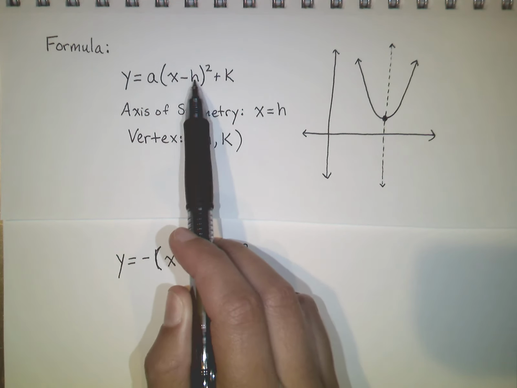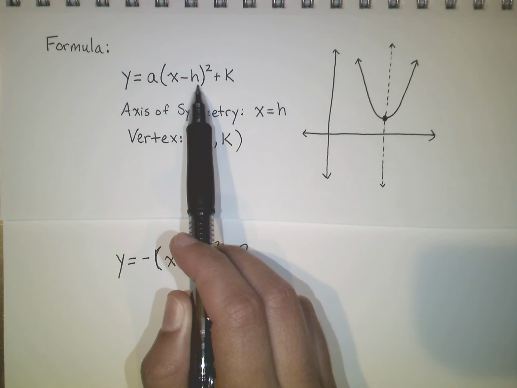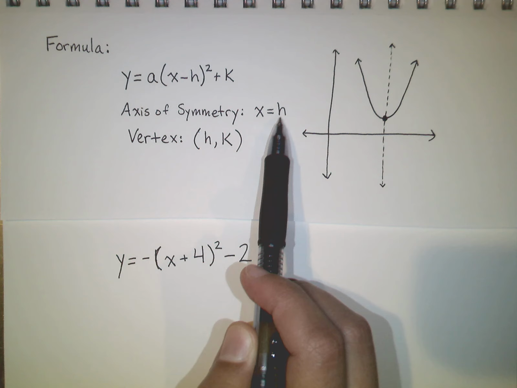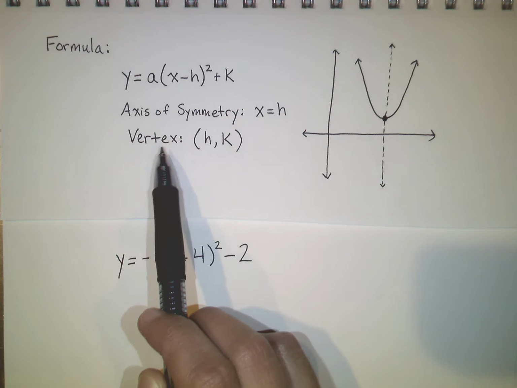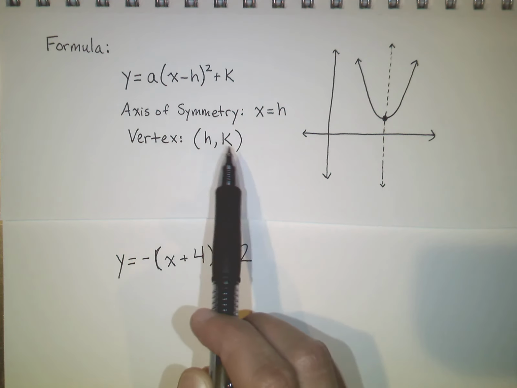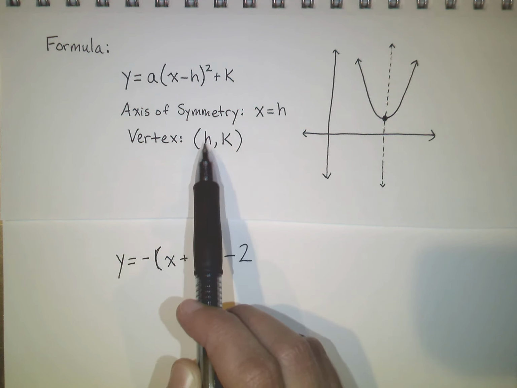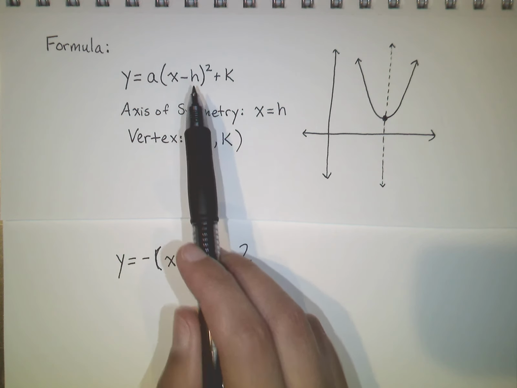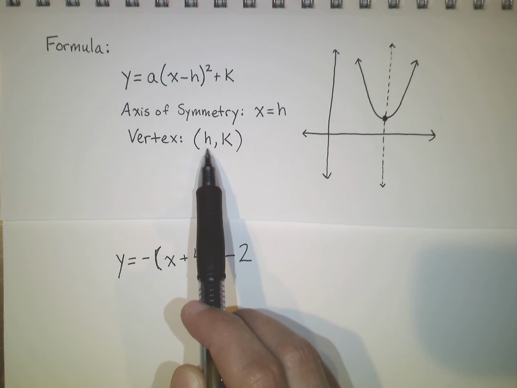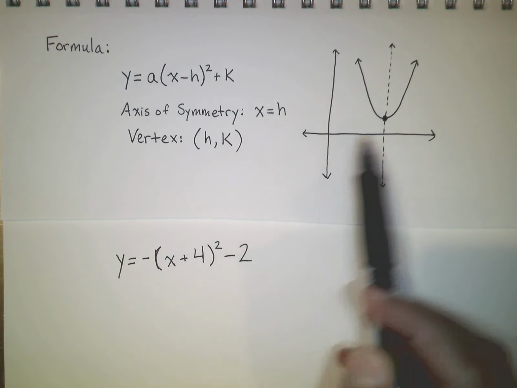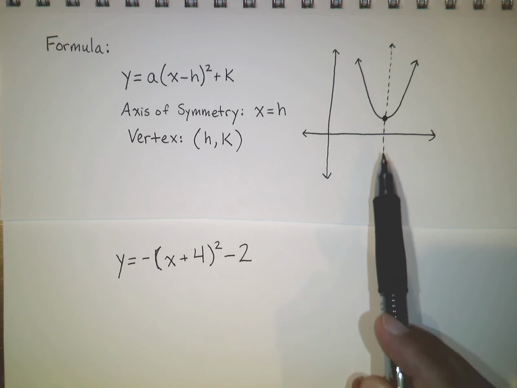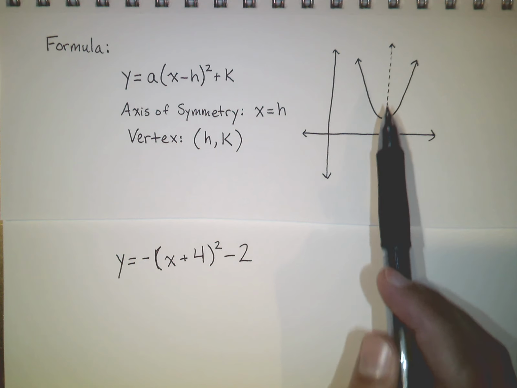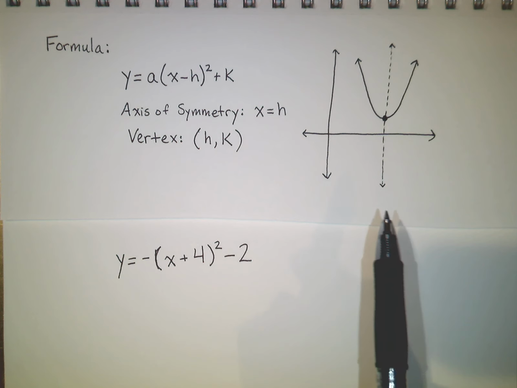So whatever number is there, it's negative h here. We're going to use the opposite sign, so positive h. And then we have the vertex, which is at h comma k. Again, notice it's negative h in here, and it becomes positive here. Alright, so the vertex is our highest or lowest point. Axis of symmetry goes right through the middle of that parabola to cut it symmetrically in half.